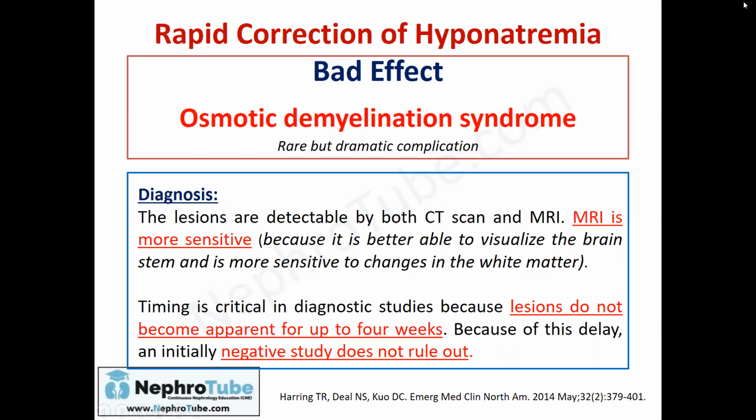How to diagnose osmotic demyelination syndrome? MRI is sensitive, but lesions don't become apparent for up to 4 weeks, so a negative study may not rule out the disease.